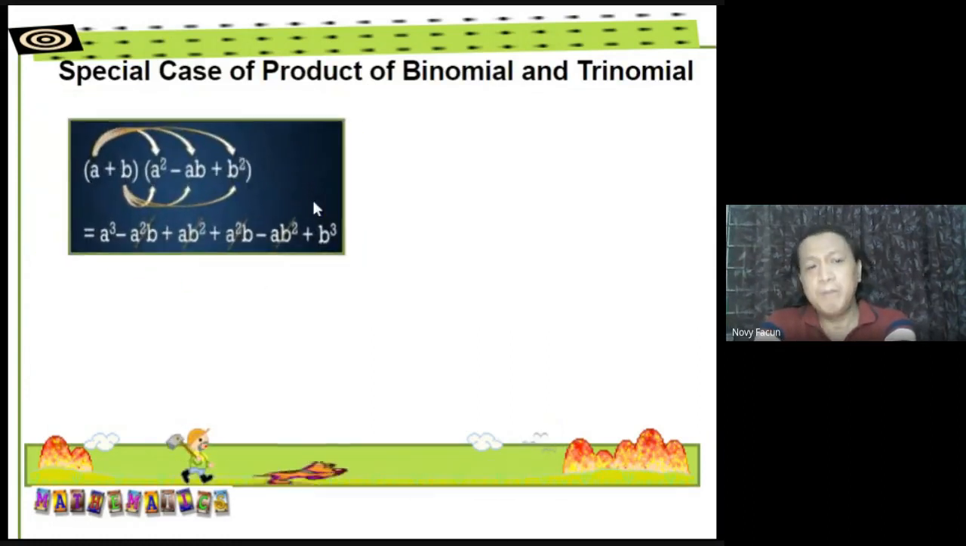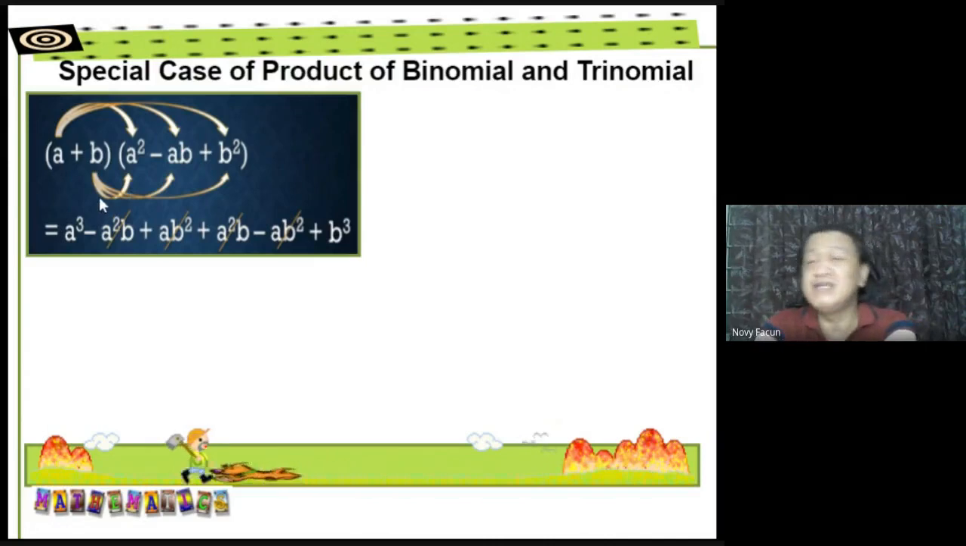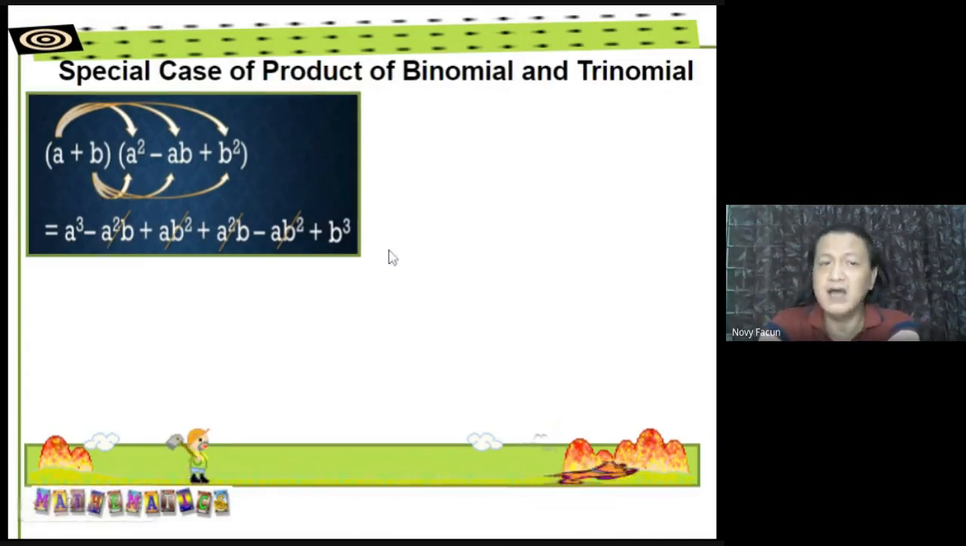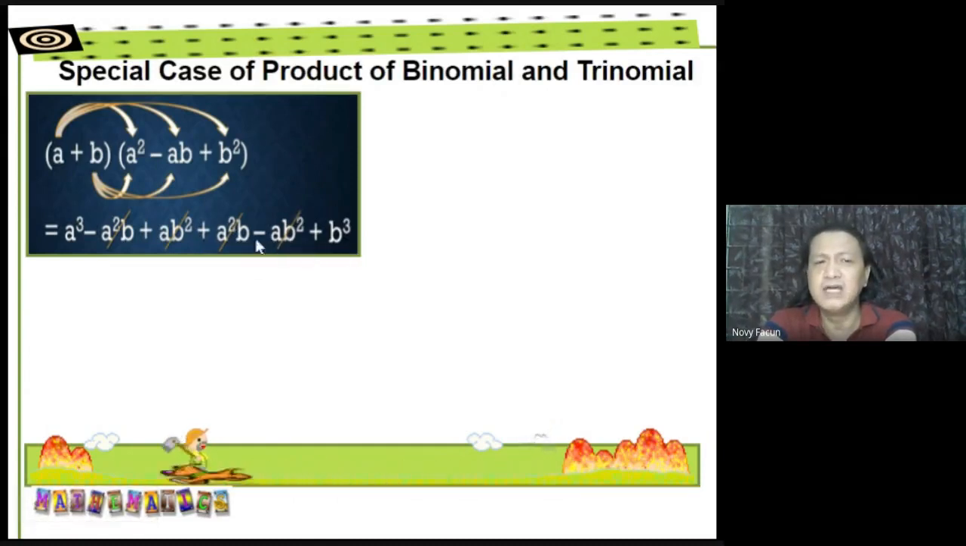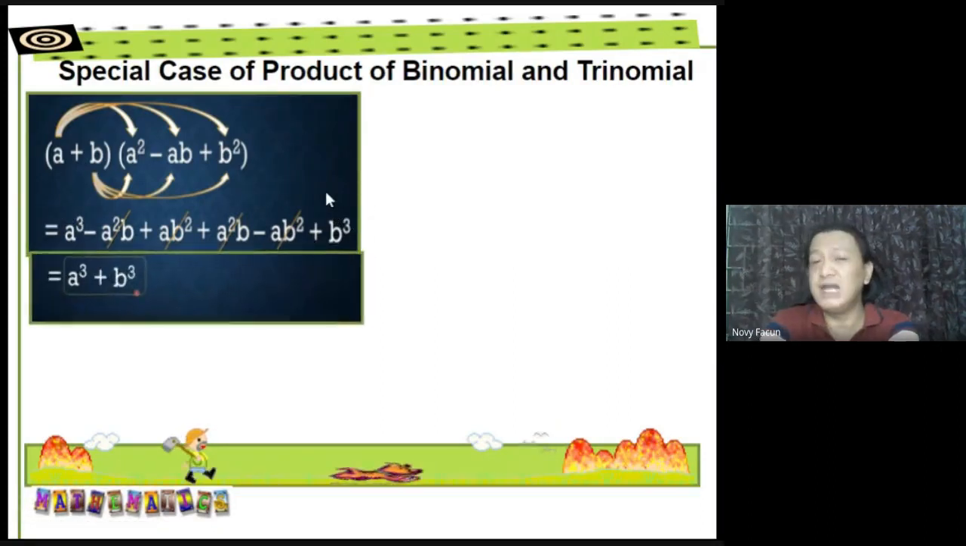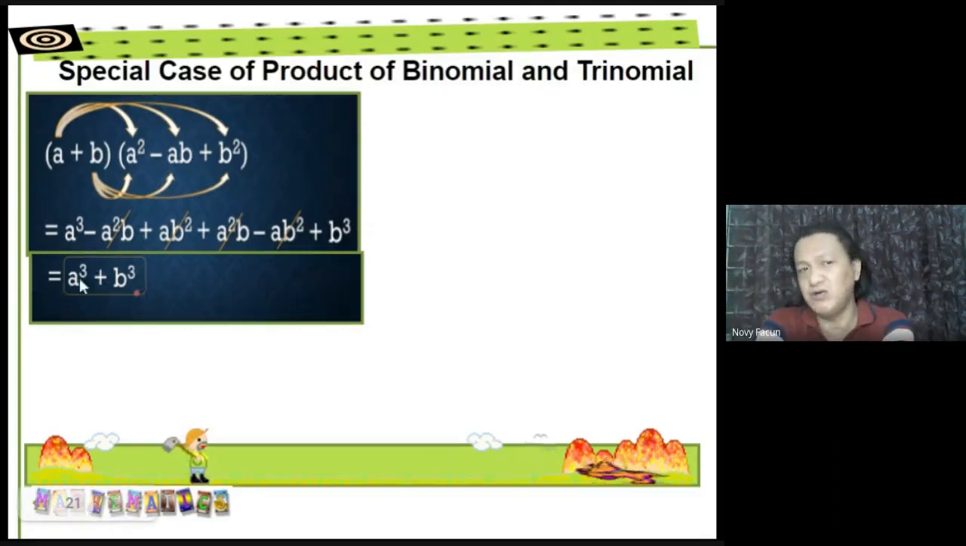And kapag sinimplify natin yan, pwede ka mag-distributive property. Kaya lang, mahaba yung proseso. So, ito yung magiging tsura niya, no? A cubed minus A squared B plus AB squared plus A squared B minus AB squared plus B cubed. Di ba ang haba? Then, cancel out mo yung mga similar or magiging zero na yung value niya. Okay, then matitira dito si A cube tsaka si B cube. And therefore, yan yung magiging formula natin. Yung derivation ang ginawa. Para alam nyo na kung saan ang galing yung A cube plus B cube.